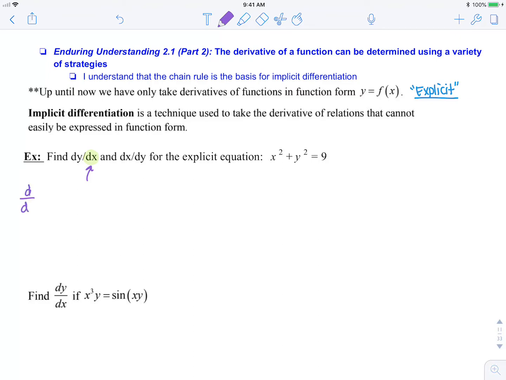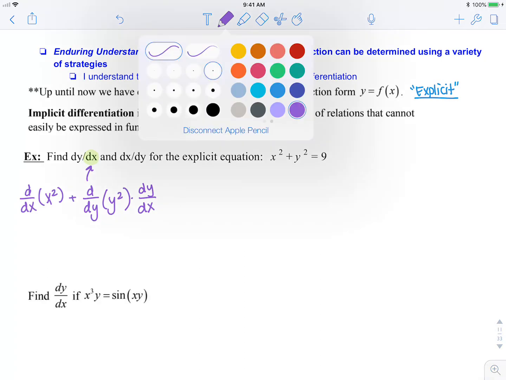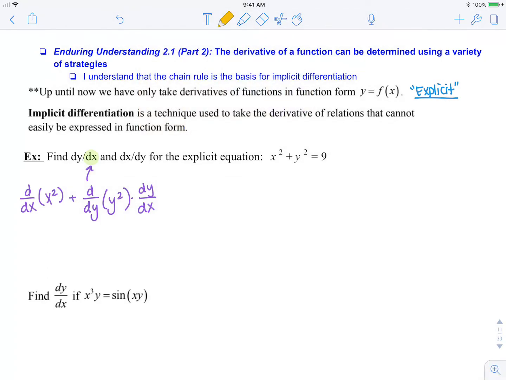So that would be d/dx of x squared plus d/dy of y squared, but then we have to multiply that by the chain rule, the derivative of y with respect to x, because if you notice, if these cancel, we're left with d/dx, right? So we are taking the derivative with respect to x. So now we have equals d/dx, the derivative with respect to x of 9.